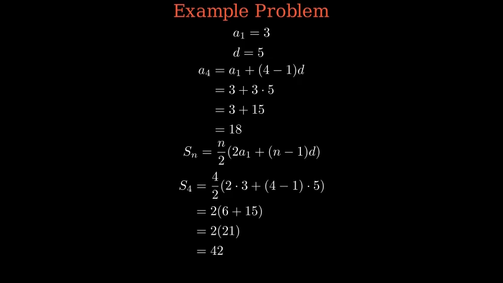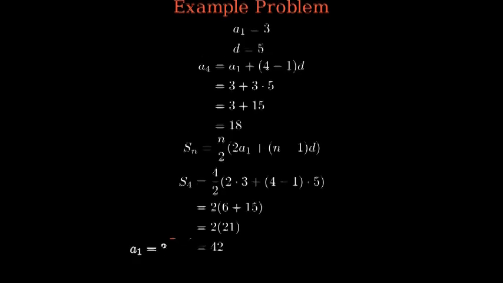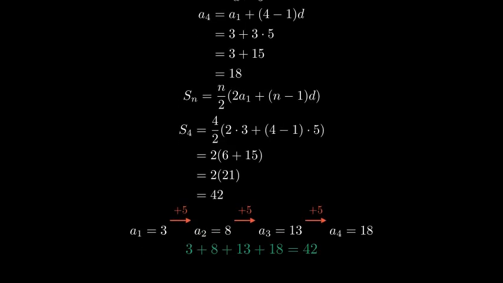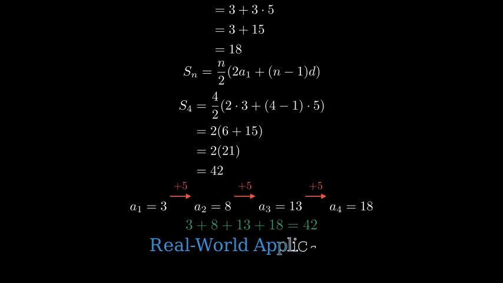Let's verify our calculation by writing out the terms and adding them directly. The first 4 terms are a sub 1 equals 3, a sub 2 equals 8, a sub 3 equals 13, and a sub 4 equals 18. Adding these up, 3 plus 8 plus 13 plus 18 equals 42. This confirms our result.